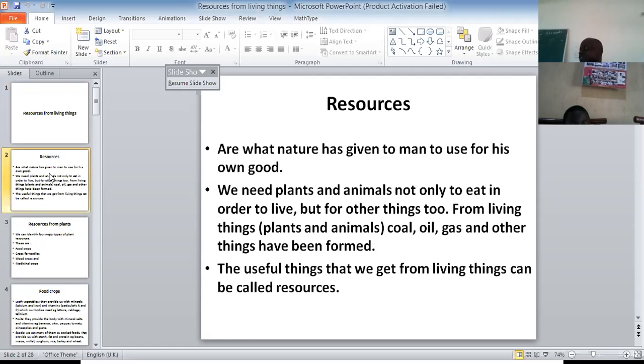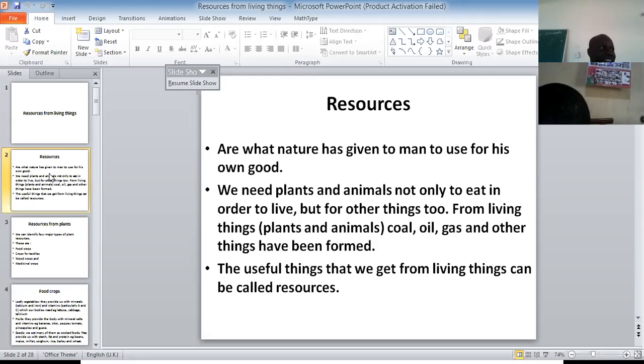So, what are resources? You now write. What are resources? Resources are what nature has given to man to use for his own good.